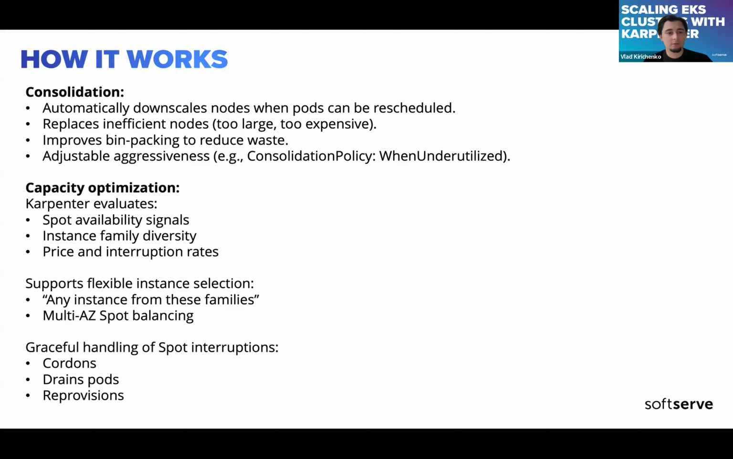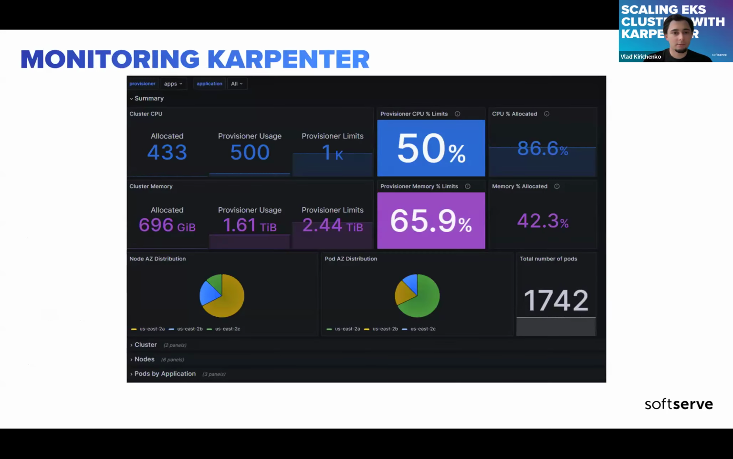Also, Karpenter exposes a lot of metrics that can be used for observability. For example, this is a default Grafana dashboard that we can find in the library. It exposes a lot of metrics like limits, how many pods are scheduled, distribution of the pods, distribution of the nodes. We can set alerts for the limits when they come to the threshold.